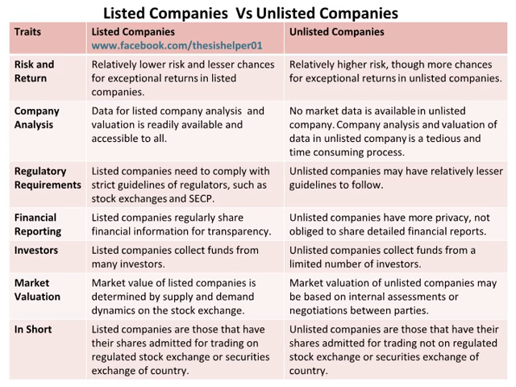In short, listed companies are those that have their shares admitted for trading on a regulated stock exchange or securities exchange of a country. Whereas, unlisted companies are those that have their shares admitted for trading not on a regulated stock exchange or securities exchange of a country.